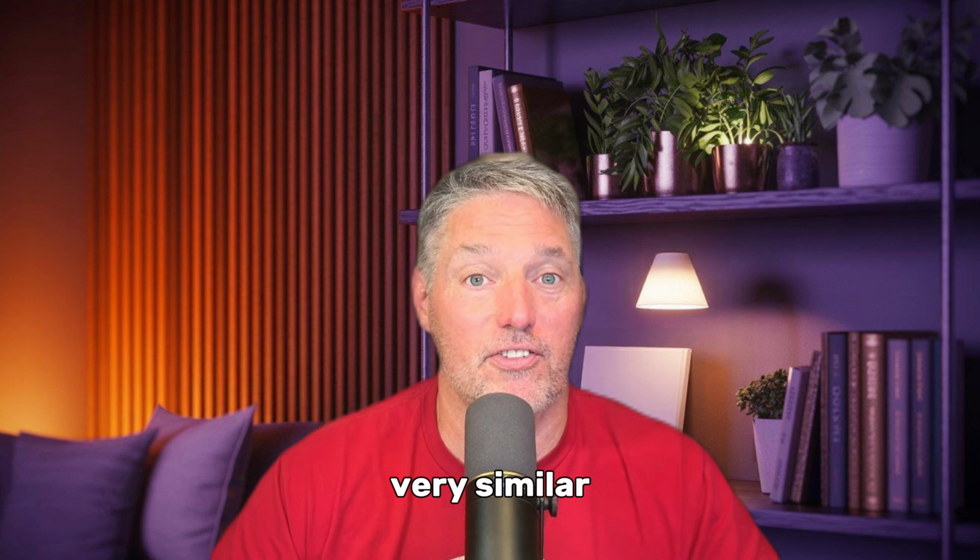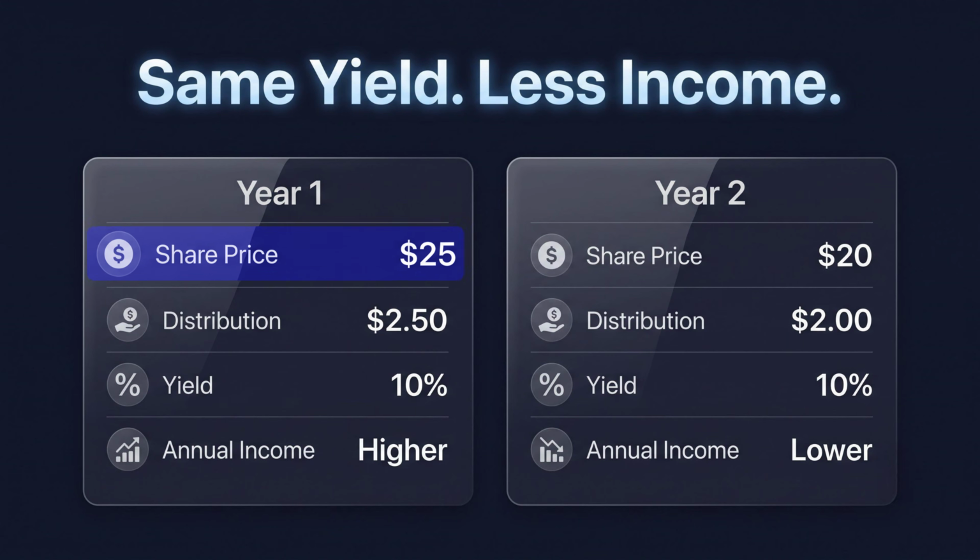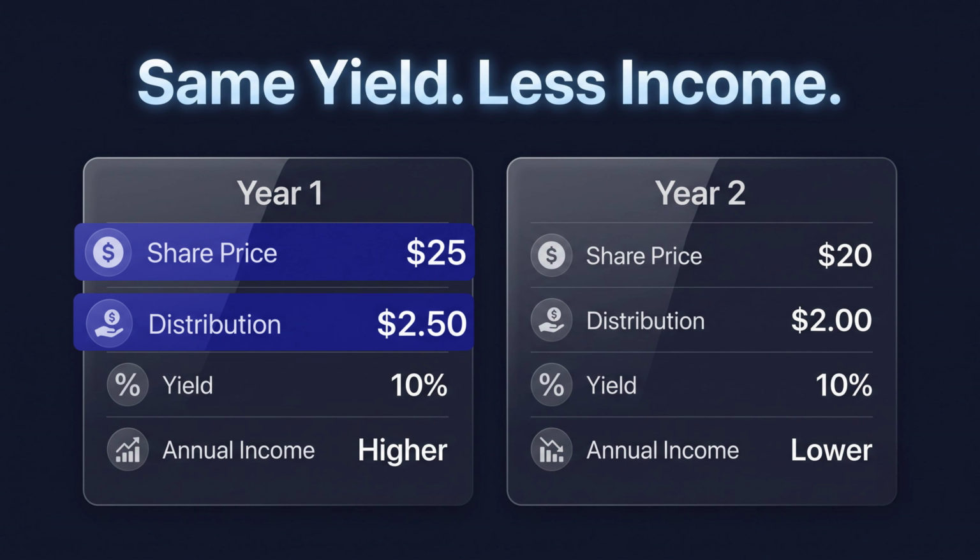They operate very similar. So let's say year one, price is $25. Distribution is $2.50. And I know this is not accurate. I'm using it as an example. The numbers are different, but the process is the same. Again, year one, the price is $25. Distribution, $2.50.